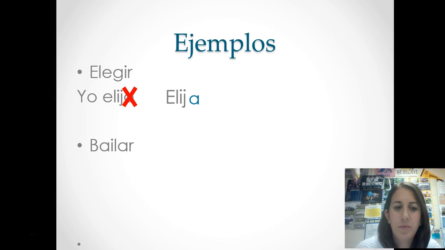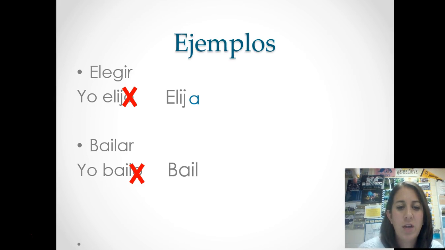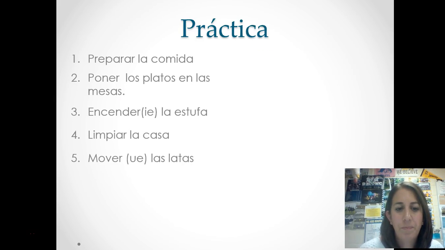So elija. And then bailar, for example, notice bailar is an AR verb, so we're going to start in the yo form, bailo, we're going to drop that O, and then our opposite ending is going to be E, so baile. Okay, so that pronunciation of our vowels is going to be very important.